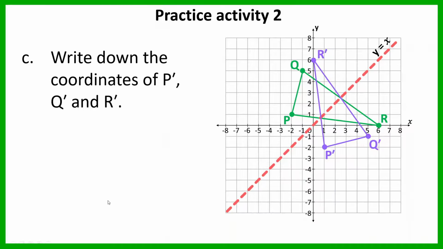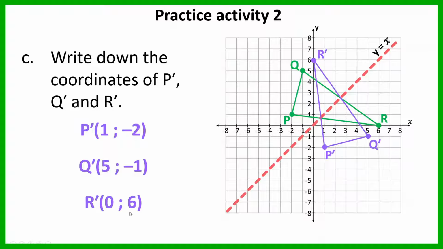Okay, so you should have found that the point P prime has the coordinates 1, negative 2, Q prime has the coordinates 5, negative 1, and R prime has the coordinates 0, 6. Okay, now let's go on to the last activity for today.